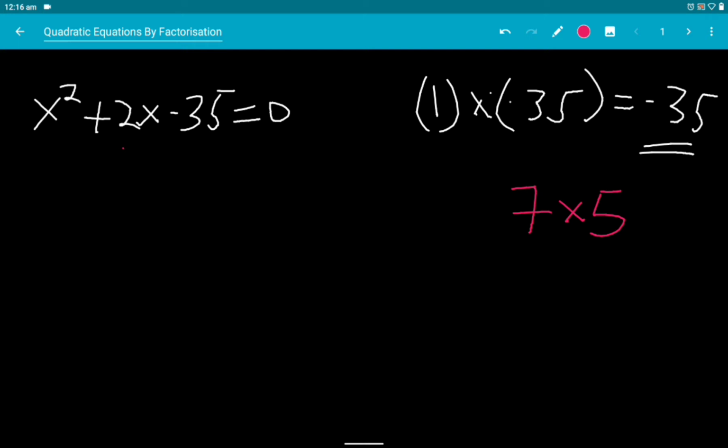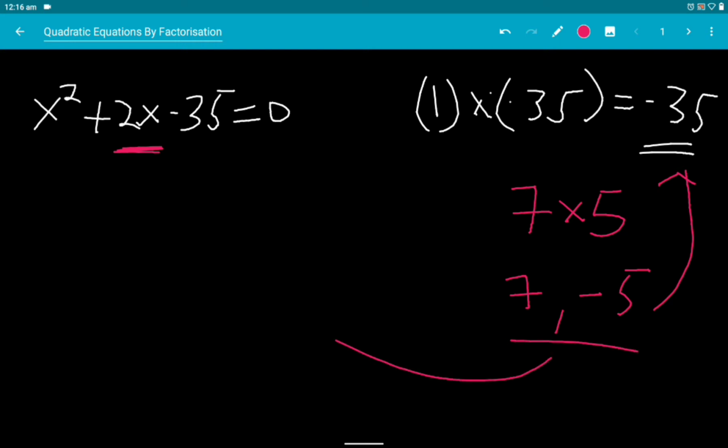But if we look at what we have over here, we have positive 2x. So it means we need to negate the 5 so that 7 plus negative 5 will give us positive 2. The same way, 7 multiplied by negative 5 will give us negative 35. So the two factors that we can see are positive 7 and negative 5. If you multiply positive 7 by negative 5, we get negative 35, and if we add these two, we get the positive 2 that we have over here.